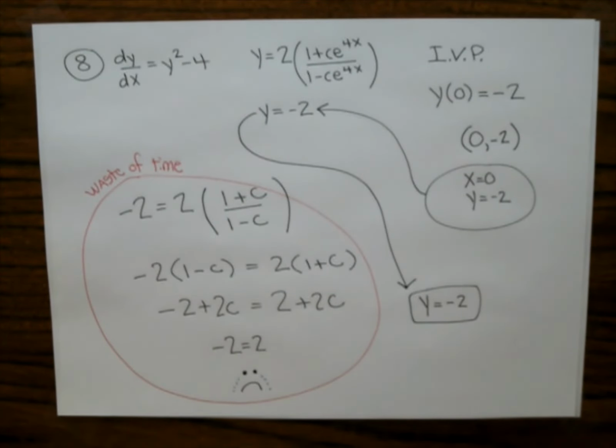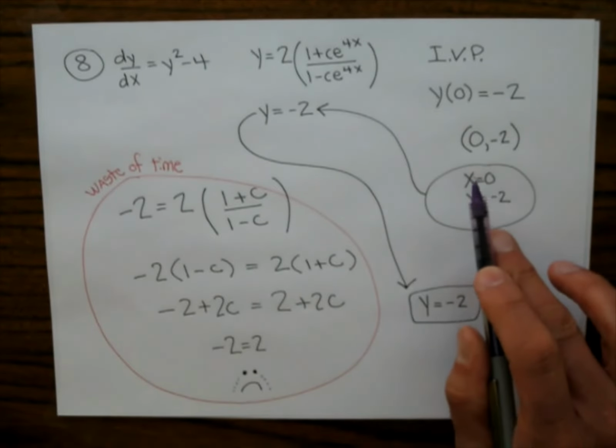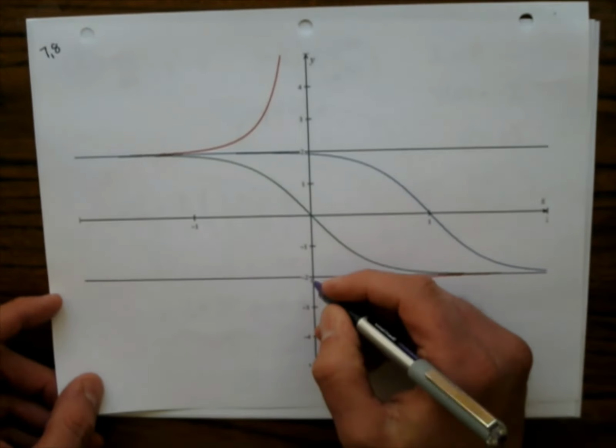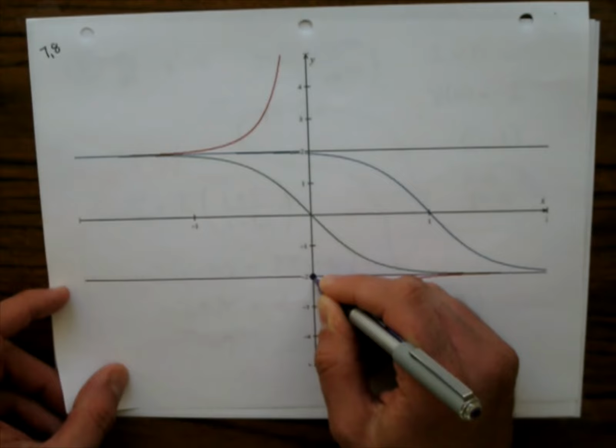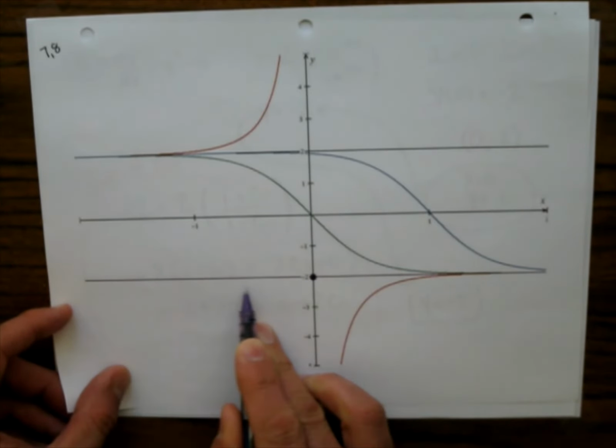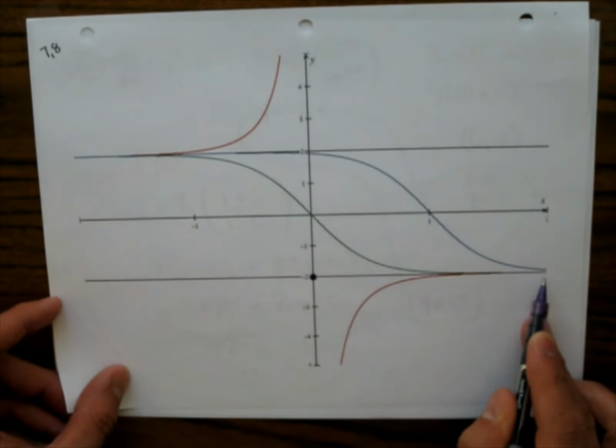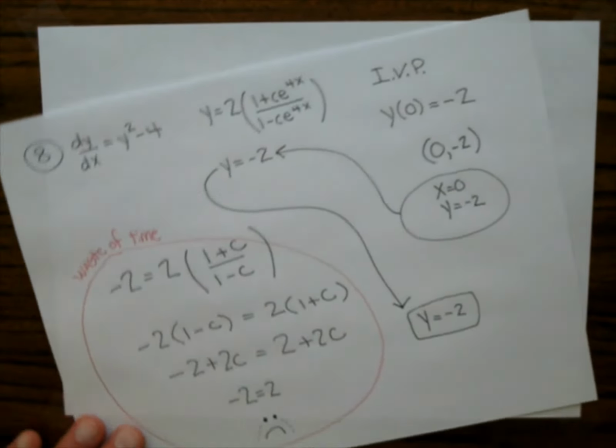Let me go ahead and show the picture on that one. And some of you may have been wise to this right away. The point that we were given was the point 0, negative 2. 0, negative 2 is right here, and there's your singular solution, y equals negative 2. So that completes number 8.